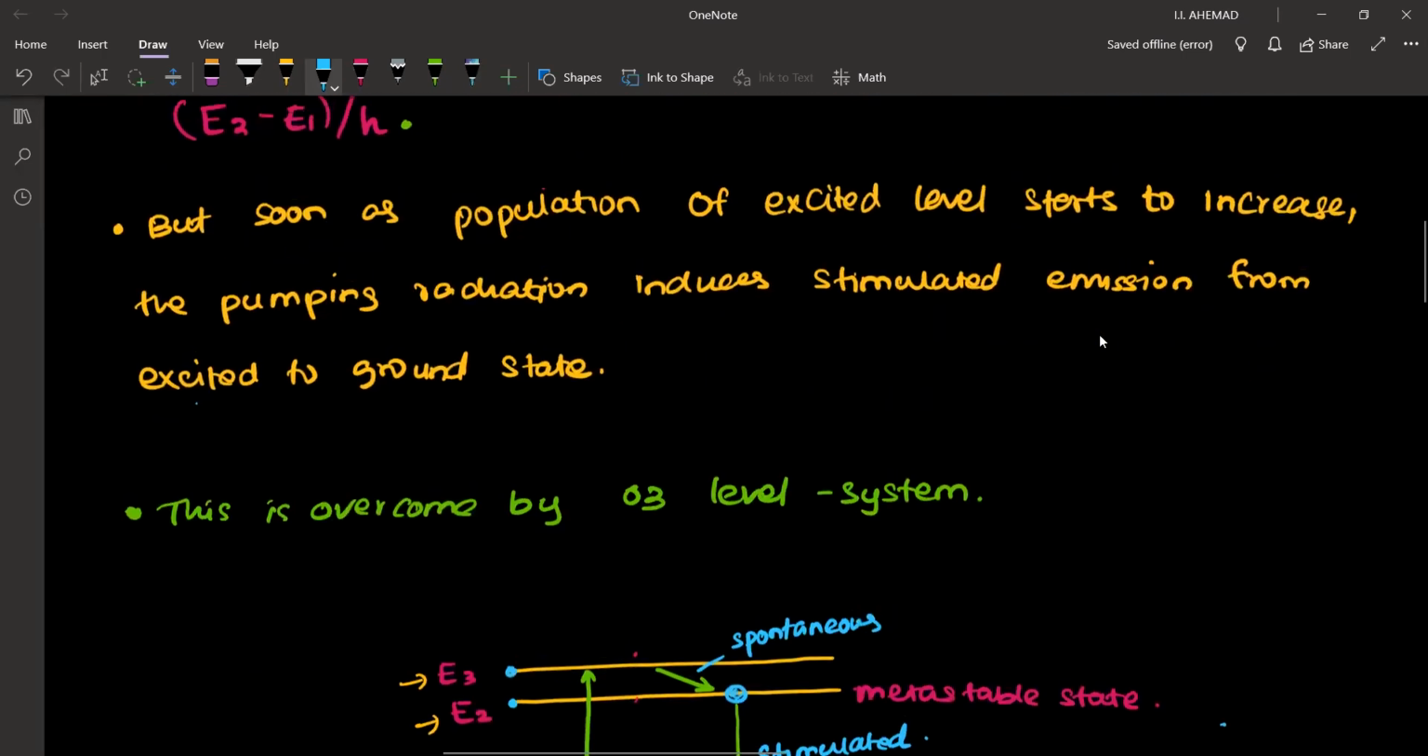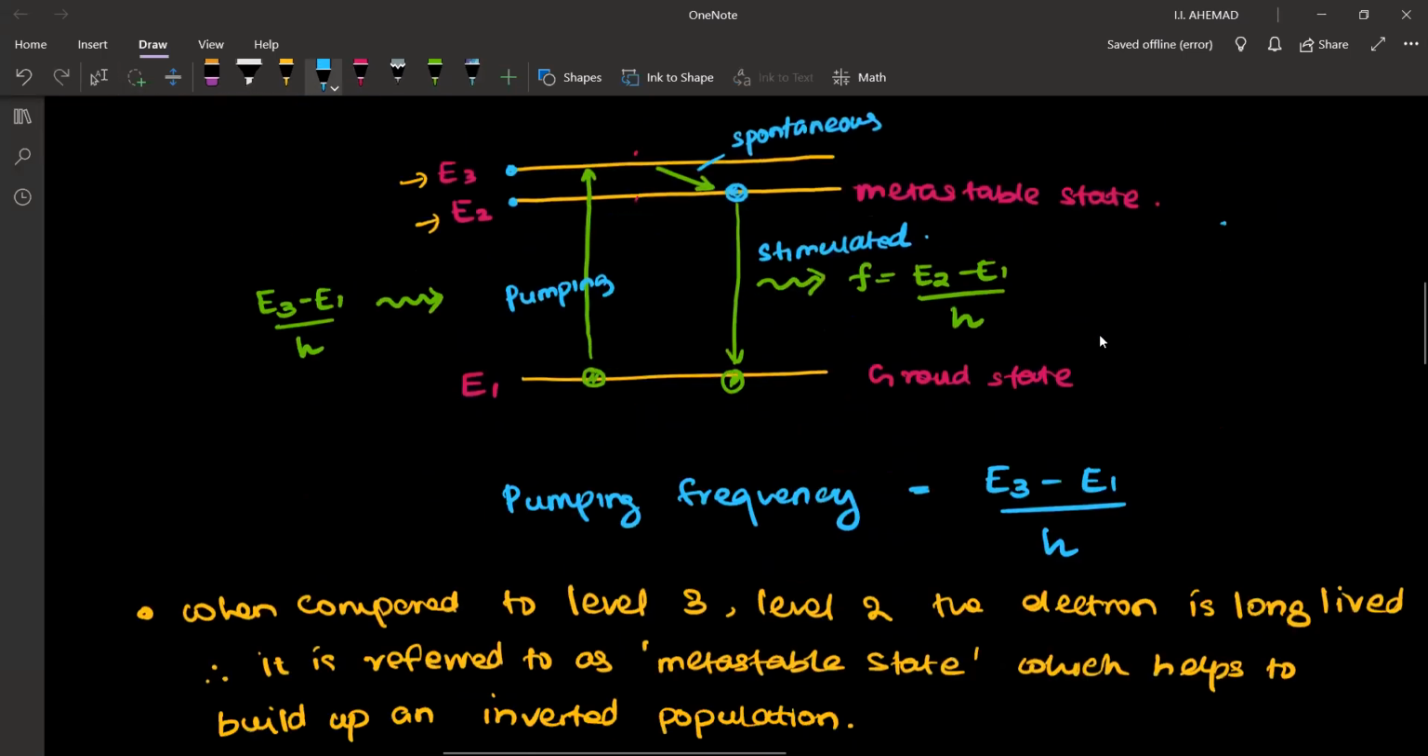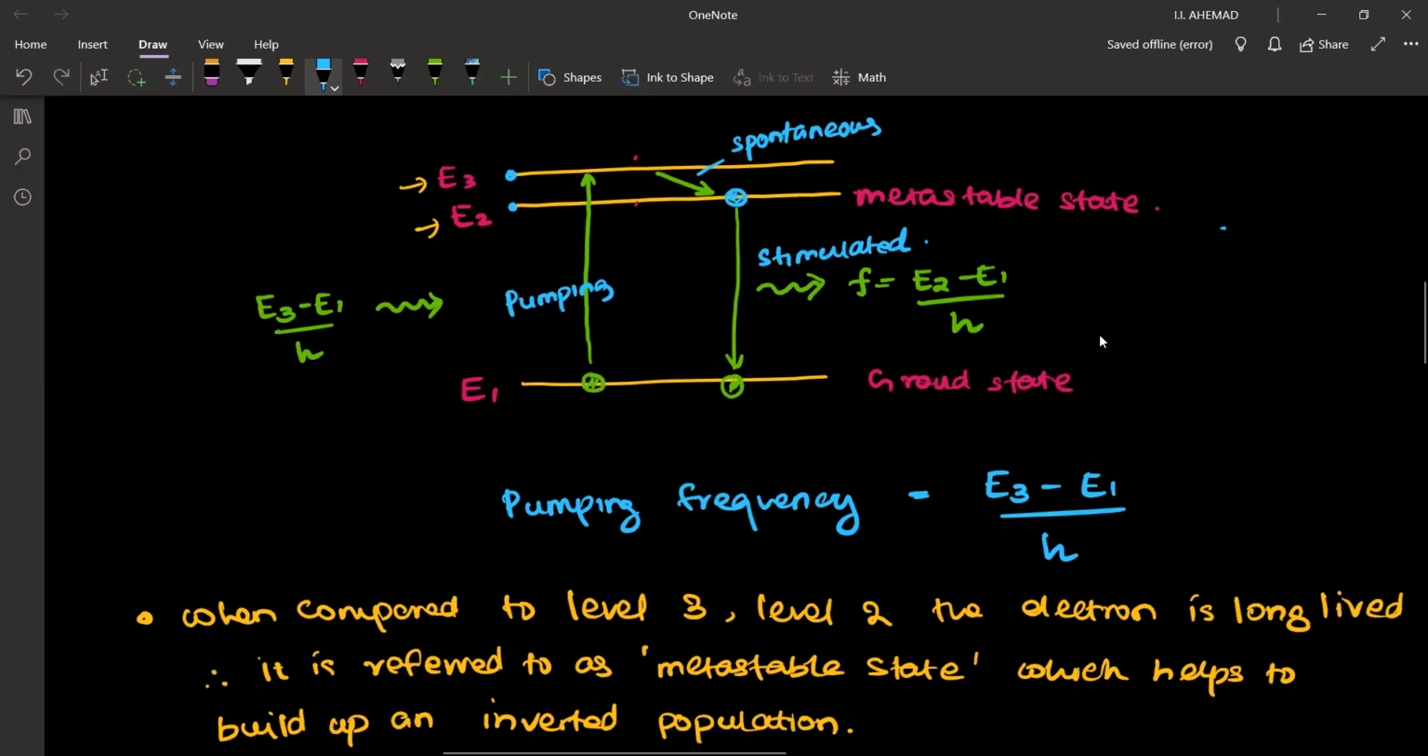Now, there's a problem here. When we have a two-level system and I'm pumping, at the same time this excited electron might get stimulated and fall back. Therefore, I am not able to set up an inverted population. To overcome this problem, we use a three-level system. In a three-level system, we have three energy levels. We pump the electron to level three. To pump to level three, we need a frequency equal to E3 minus E1 over h. We call this frequency the pumping frequency.